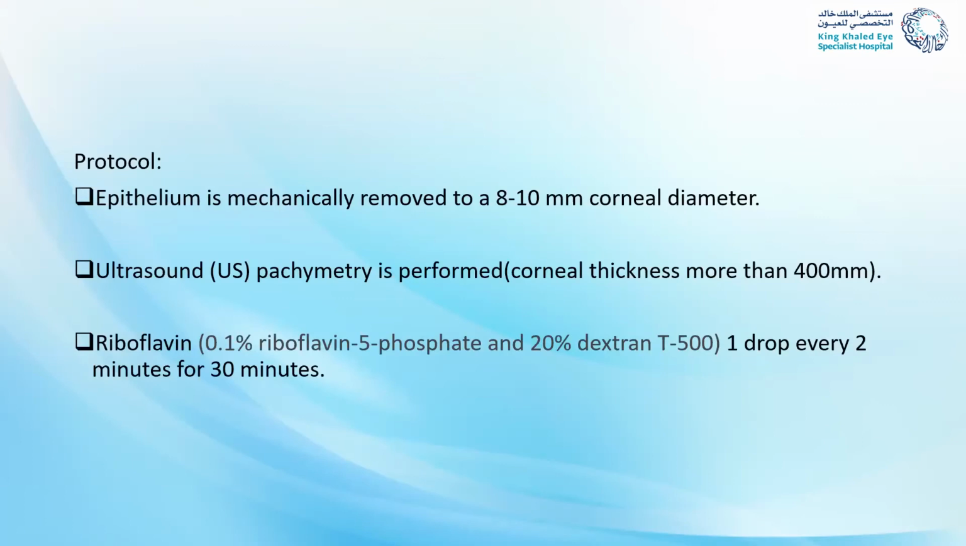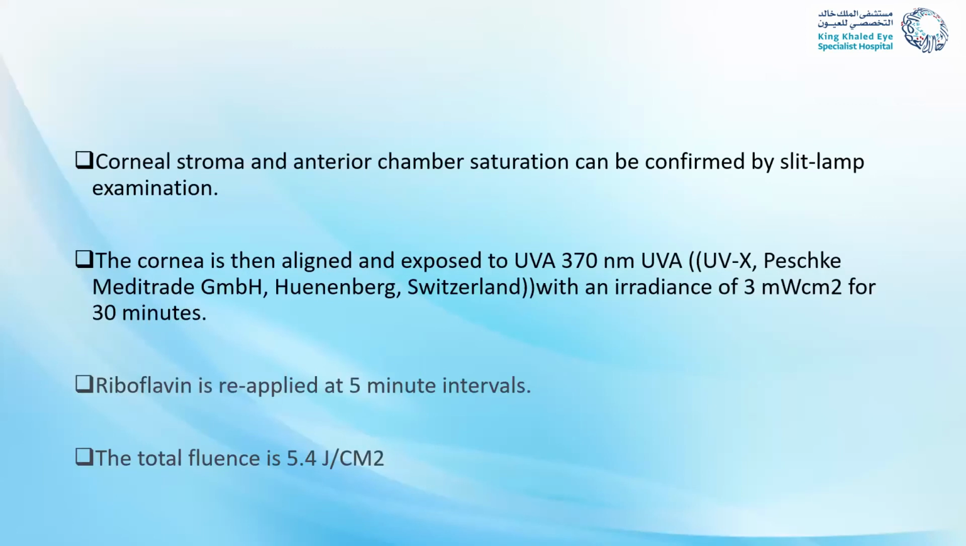And then the riboflavin uses the hyposmolar with the 20% dextran. You place a drop every 2 minutes for 30 minutes. And this should be enough soaking time so that the cornea is really saturated with the riboflavin and you get a good result from the UVA light. The corneal stroma and anterior chamber saturation can actually be confirmed by taking a slit lamp and examining. You can see the dye, the color of the riboflavin, seeping all the way up to the anterior chamber, and by that you know that you have enough saturation of the riboflavin in the cornea that allows you to go to the next step.